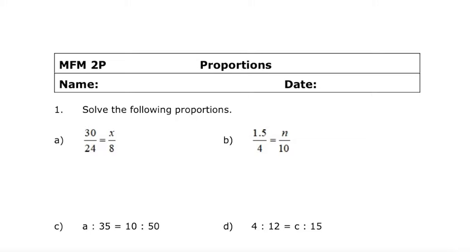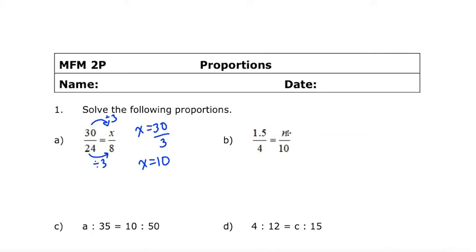One of those ways is to look at if there is a whole number that we can either multiply or divide by. So 24 divided by 3 gives us 8. So 30 divided by 3 will give us x. So x is equal to 30 divided by 3. So x is equal to 10. So that's one way. Another way is to solve for the unknown by using our algebra skills.